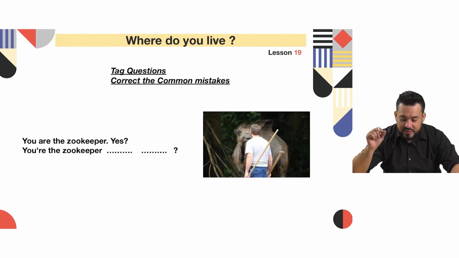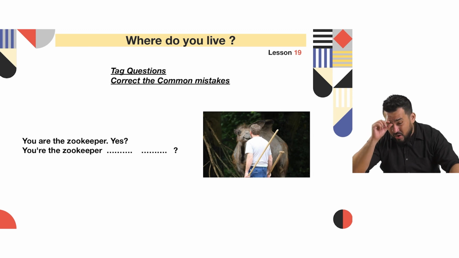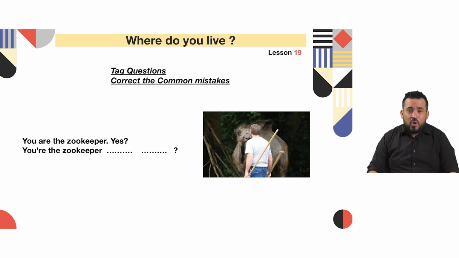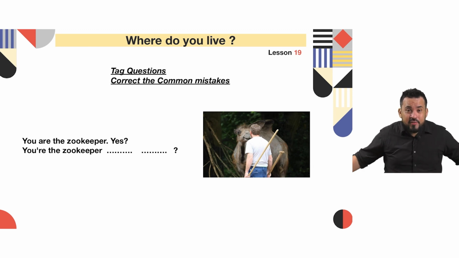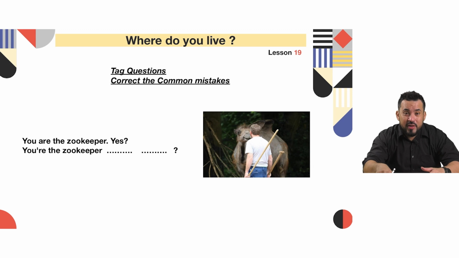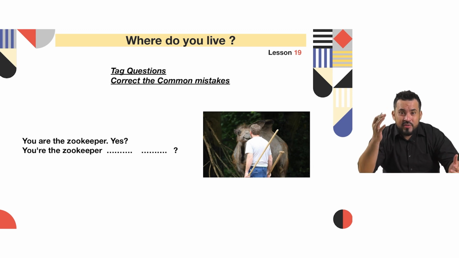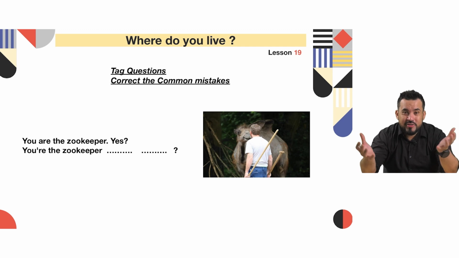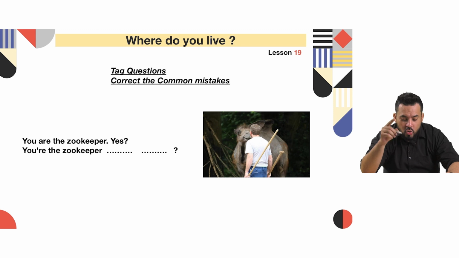Okay, now let's do this exercise. These are common mistakes that people make with tag questions. I've seen these firsthand, so I know what I'm talking about, because I hear people use tag questions wrong all the time. Like, "You are the zookeeper. Yes." No, you don't say that. That's wrong. The correct way to say it is, you are the zookeeper, aren't you?